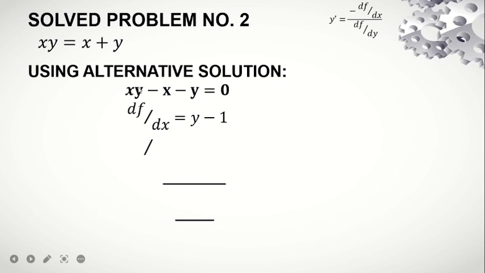So, what is the derivative of x? 1. Let us imagine this is the constant. So, y times 1, y. What is the derivative of y in terms of x? This is constant, so 0. What remains? y minus 1. How about this? So we have the derivative function in terms of y is equal to x minus 1.